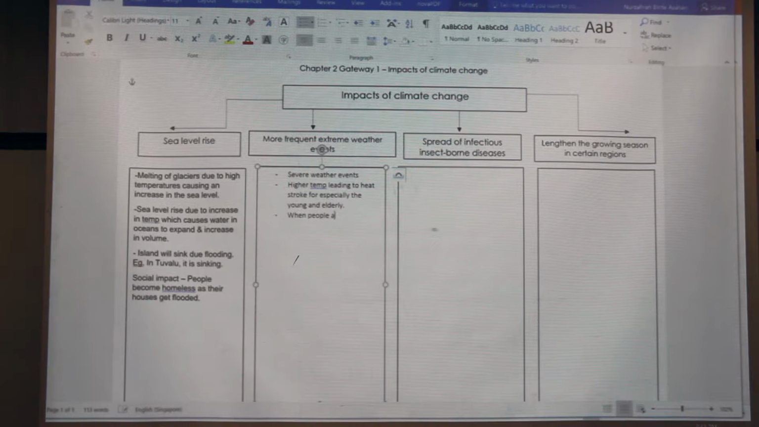Okay, people are subject to extreme heat. Body cannot cool down sufficiently. Okay, an example of this would be the country or continent that we learned, India. We talked about India also.